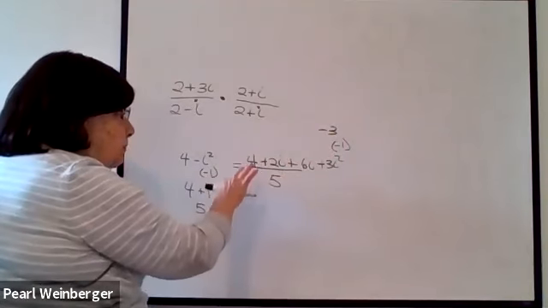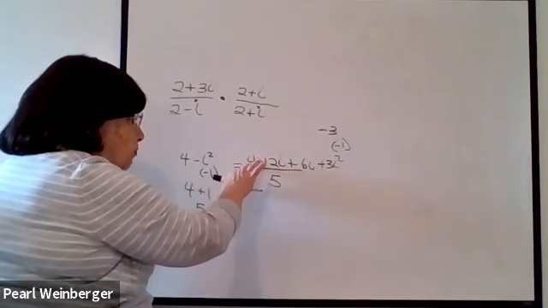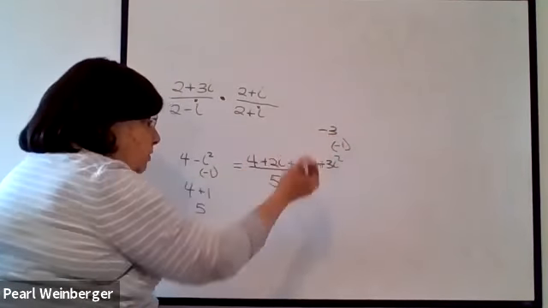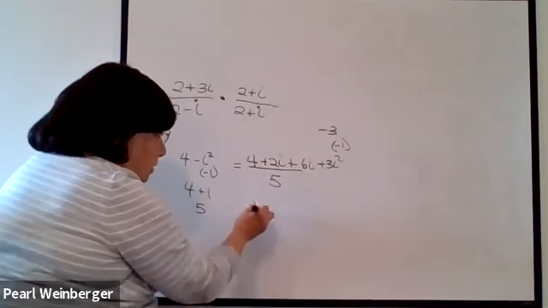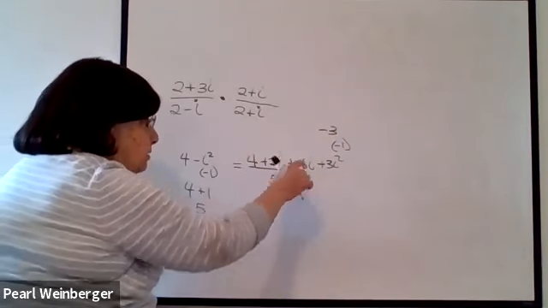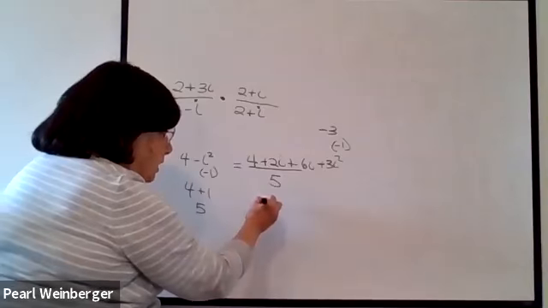Now let's combine the like terms. I have a 4 and a -3. Those don't have any i's, that's 1. I have a 2i and a 6i, that's an 8i.